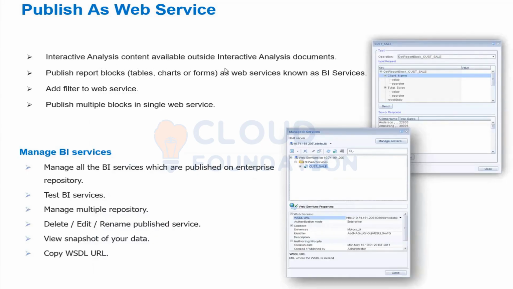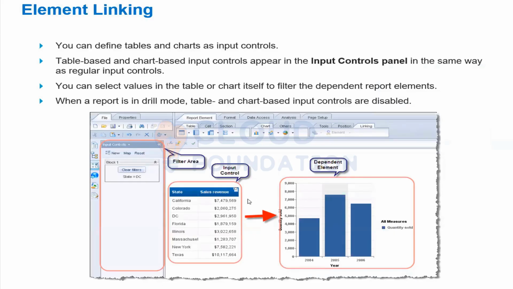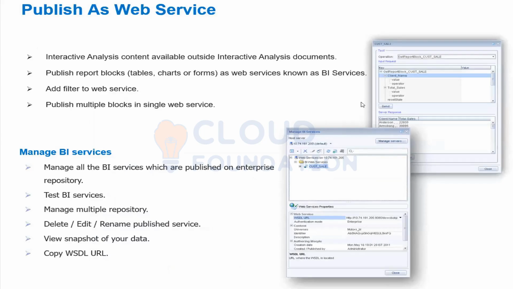This is the filter for what is called web service level, making it available outside the interactive analysis document. That means if we created this table in a Web Intelligence report, we can access this table as the input for another dashboard or somewhere outside of Web Intelligence. That is possible by using query as a web service. That means we will publish this block as a web service and we will consume that in some tool. Publish report blocks like tables, charts or forms as a web service known as BI services.